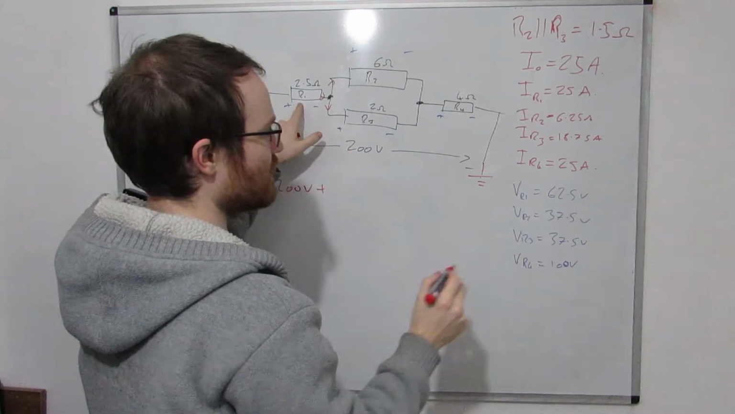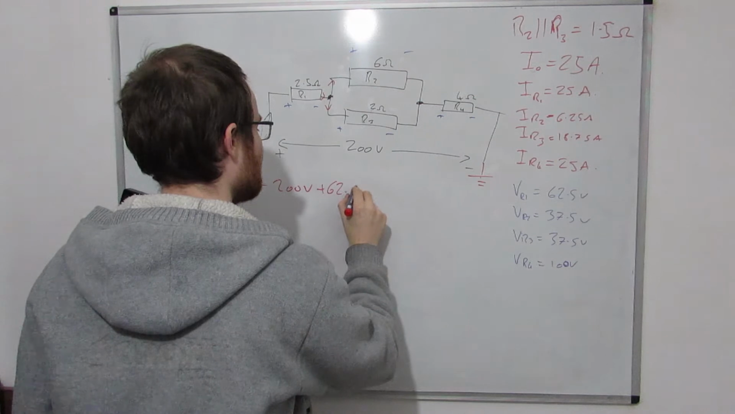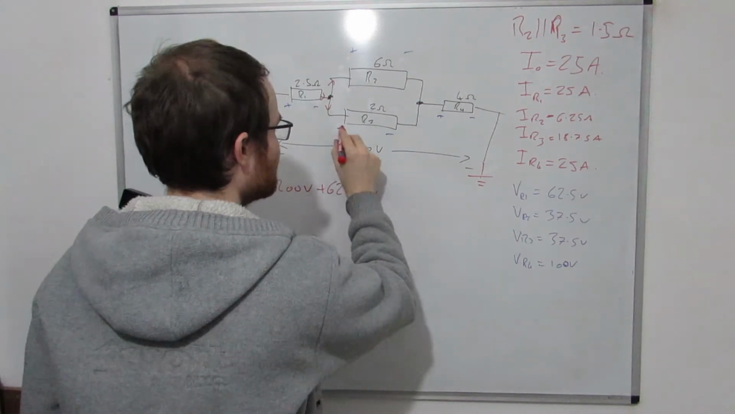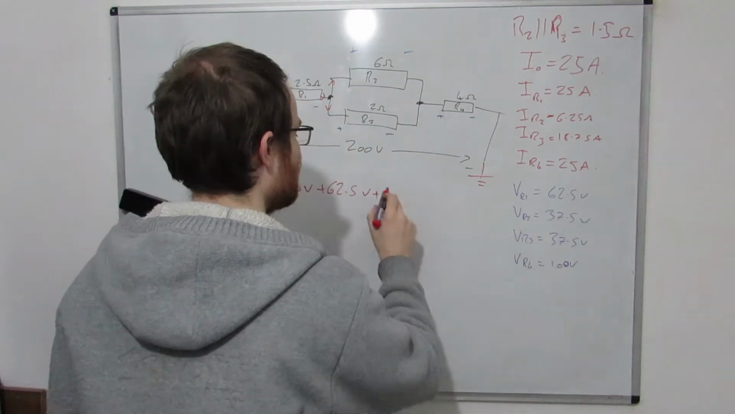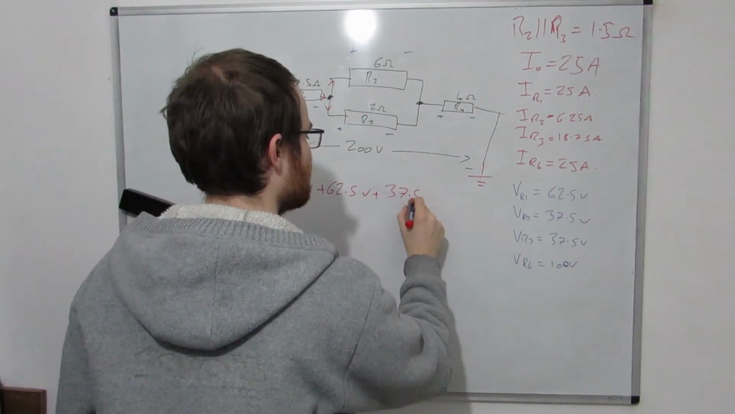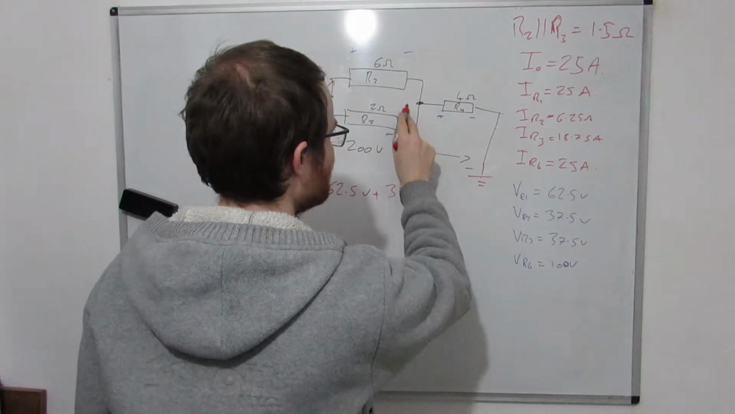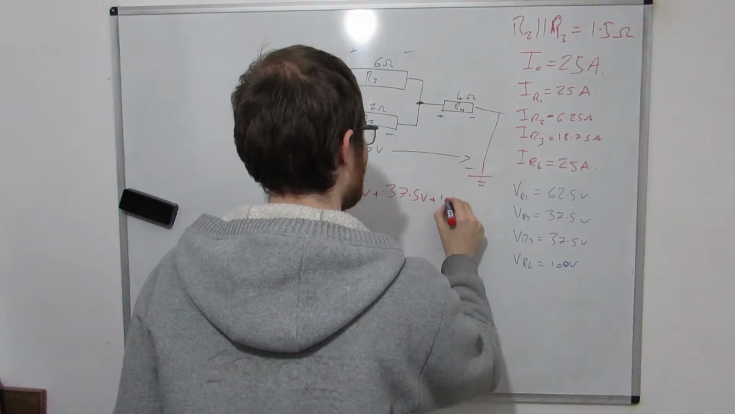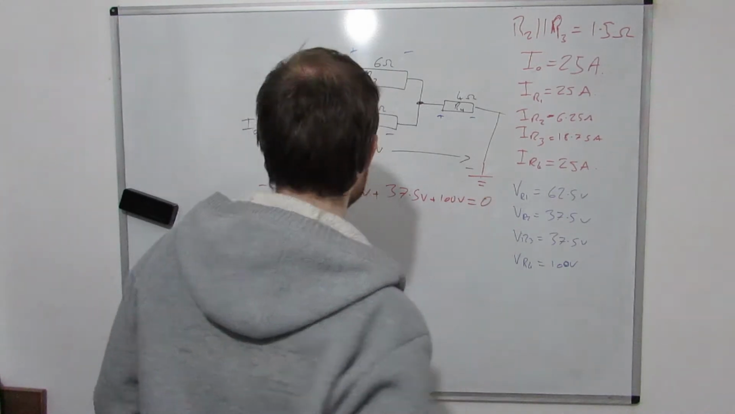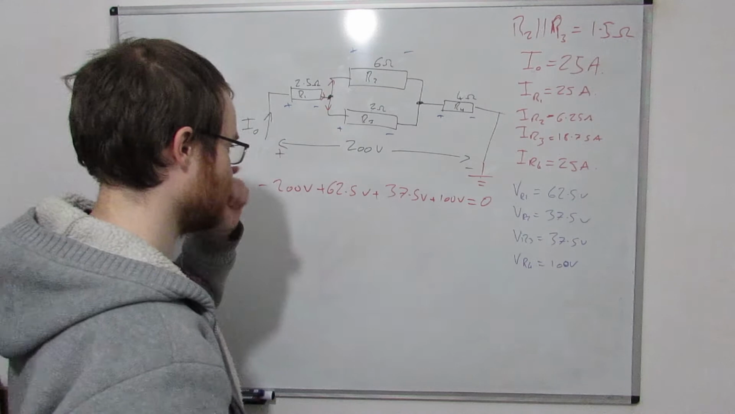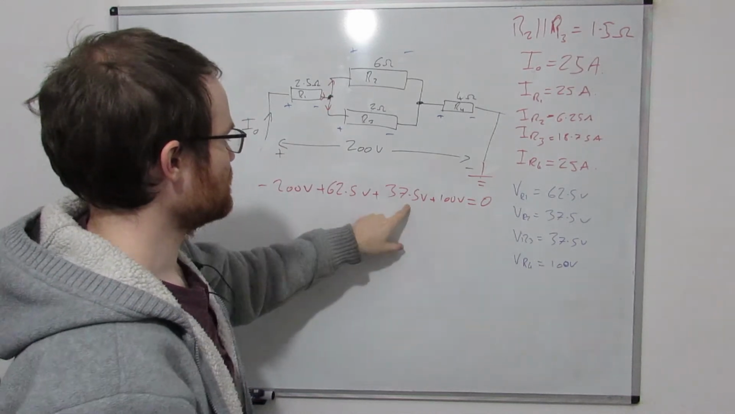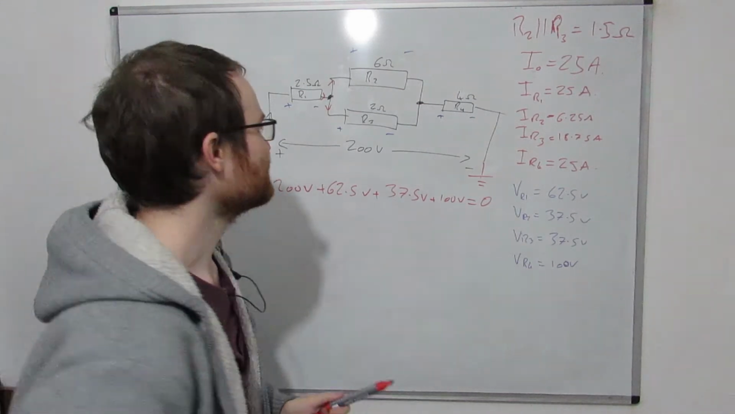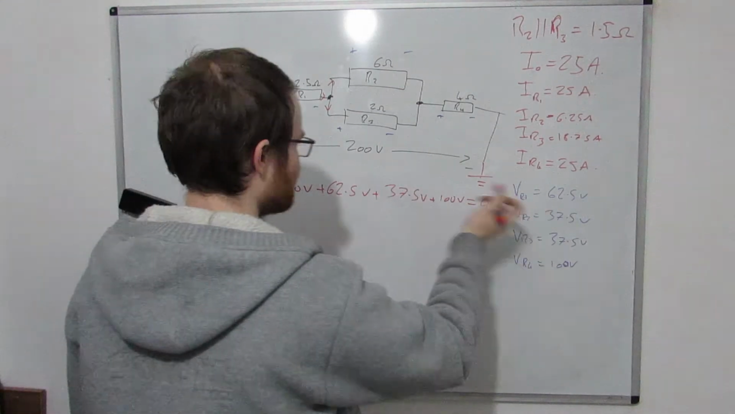Then we come around this way, we hit a plus sign. And what's VR1? 62.5 volts. And then we go around this way, we hit another plus sign. What's VR3? 37.5 volts. And then we keep going through, and we hit another plus sign. And what's VR4? 100 volts. And then we say that this should equal 0. Well, we've got 100, these two equal 100, so 100 plus 100 minus 200 equals 0. Woohoo!